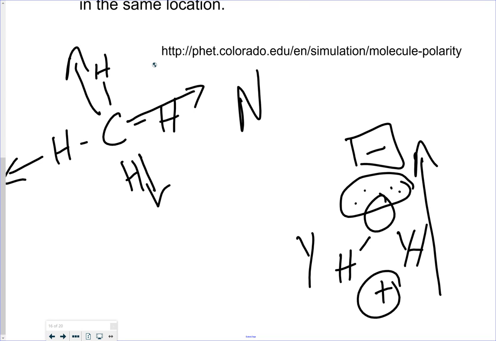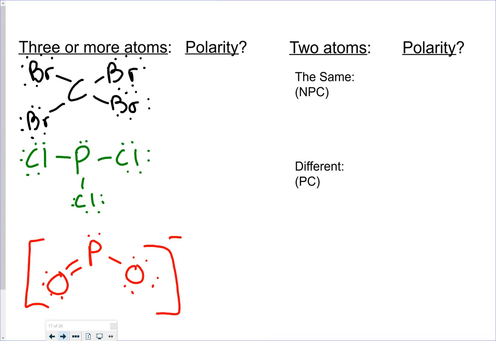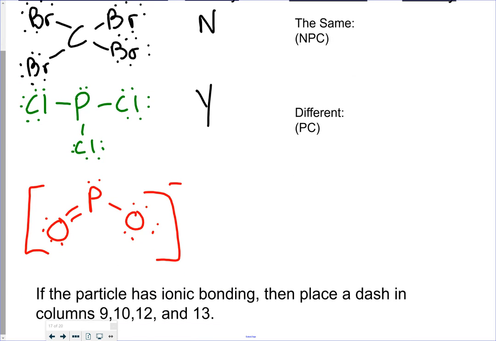So really what I'm telling you is there's a chart that we can fill in to help us with polarity. So here it is. For three or more atoms, if there's four attached, it is a no. Three attached with a lone pair, that's a yes. Two attached with a lone pair, that's also a yes. Now, this is a yes because of the lone pair on the central atom. And this is a yes because of the negative charge. It also has a lone pair, but the negative charge is an automatic yes.